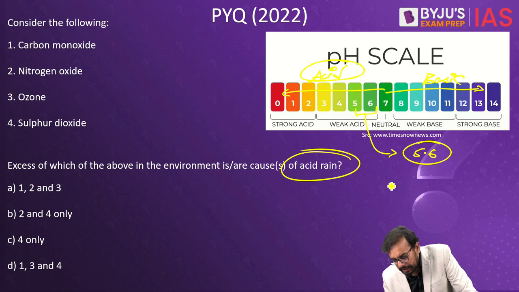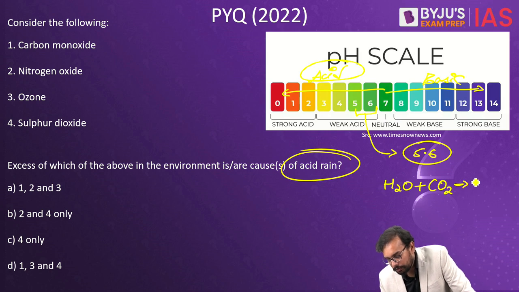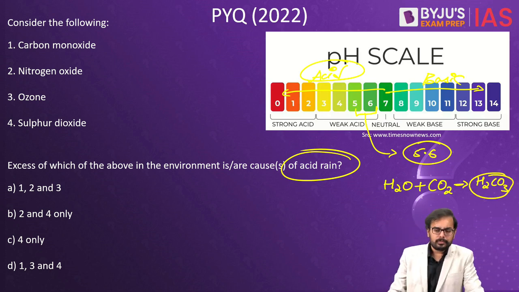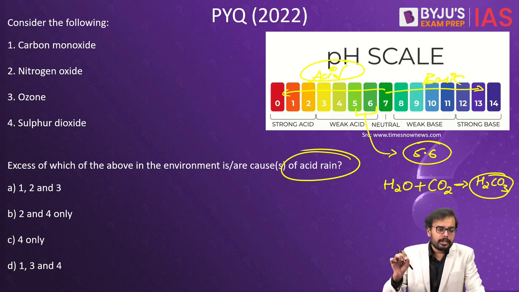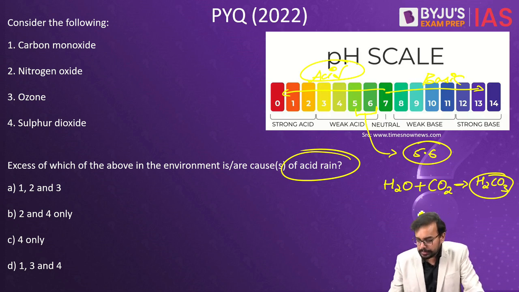So that is your H2O, that is your water. The atmospheric carbon dioxide, when it dissolves, what will happen? It leads to carbonic acid. So all the regular normal rainfall is mildly carbonic acid. So this is your normal rainfall.